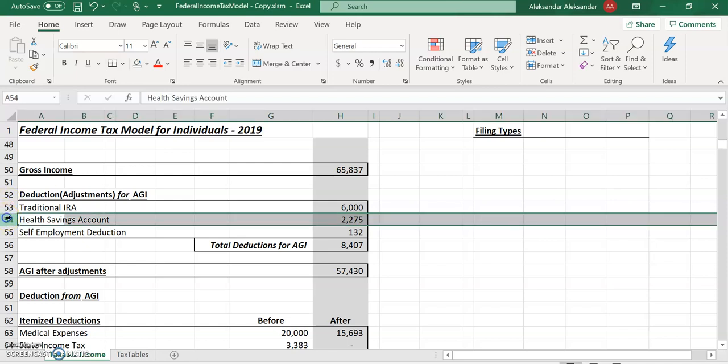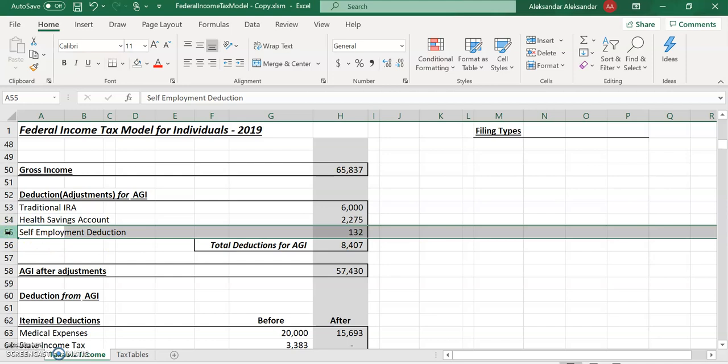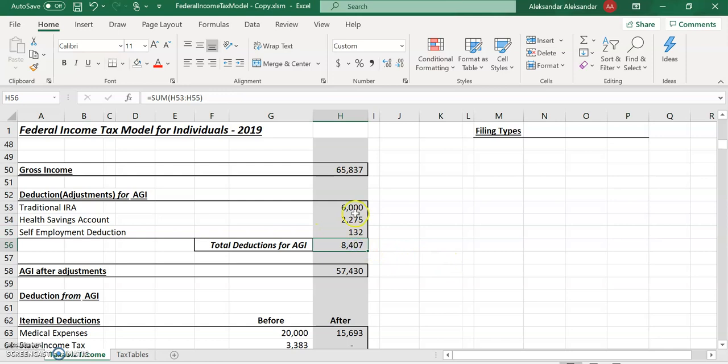Also, something very popular nowadays with the cost of health insurance is to have a health savings account that's offered by the employer, and usually they contribute some part and the employee contributes the rest. Also, since you are going to have a small business, we are entitled to a self-employment or small business deduction. So this amount will reduce our gross income, and we arrive at our adjusted gross income after adjustments.